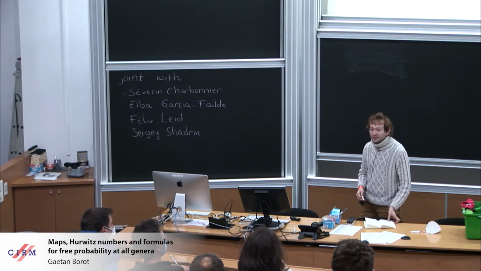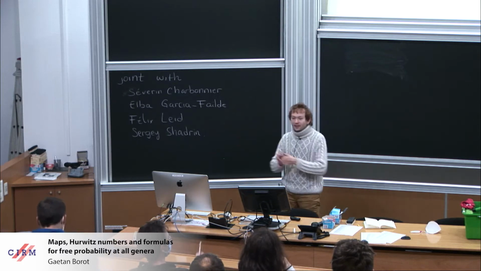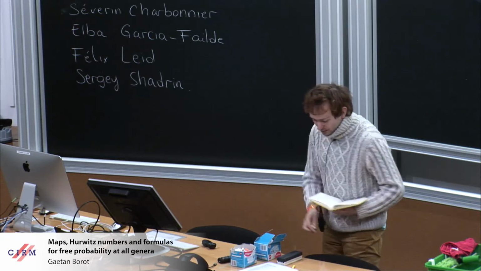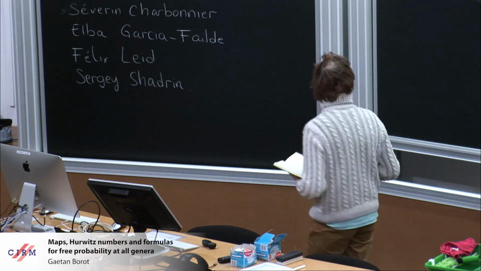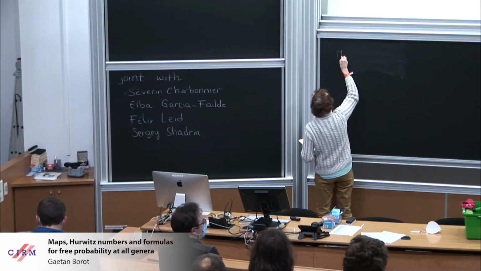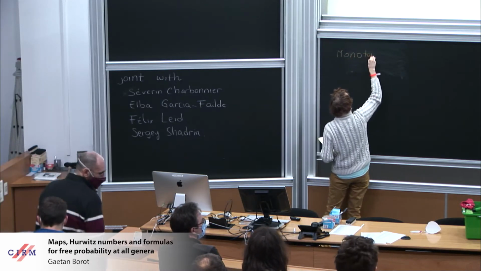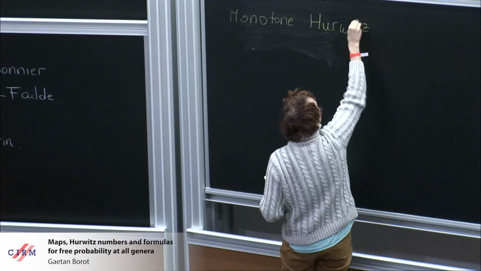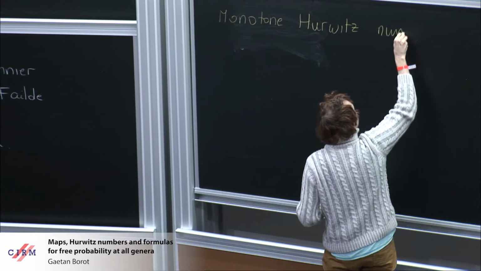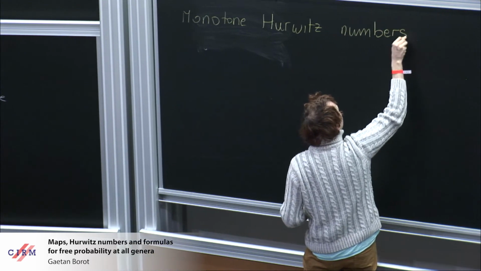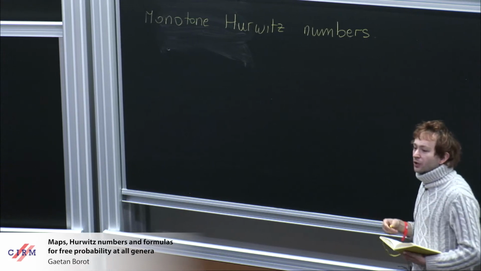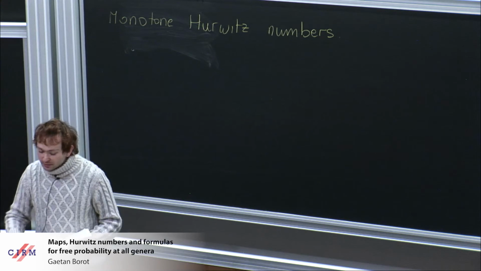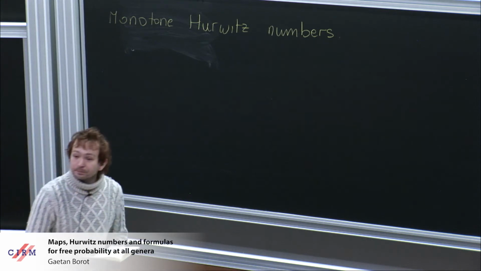So maybe you can think of that as a prism. You send some light, and then you have lights of many different colors. So the key thing I want to talk about will involve monotone Hurwitz numbers. So Hurwitz numbers, usually they're numbers of coverings, branched covers of the Riemann sphere. But you can reformulate everything in terms of permutations, which I will do.